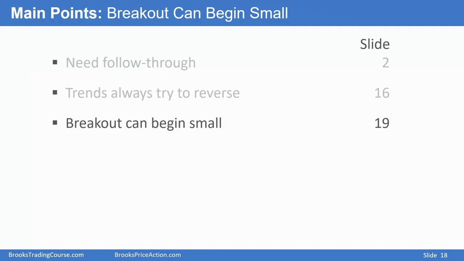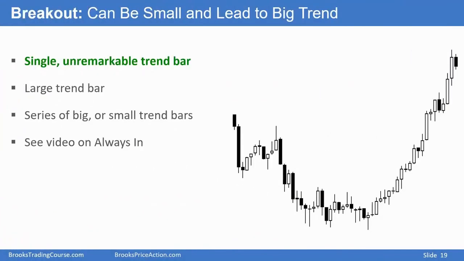A chart is made up of price and time axes. And sometimes a trend can begin more with time than with price. So sometimes the breakout can be small, but it can still lead to a big trend. So here we have a wedge bottom bear channel. Think of it as a bull flag, 75% chance we're going to get a bull breakout. Well, this is the bull breakout.